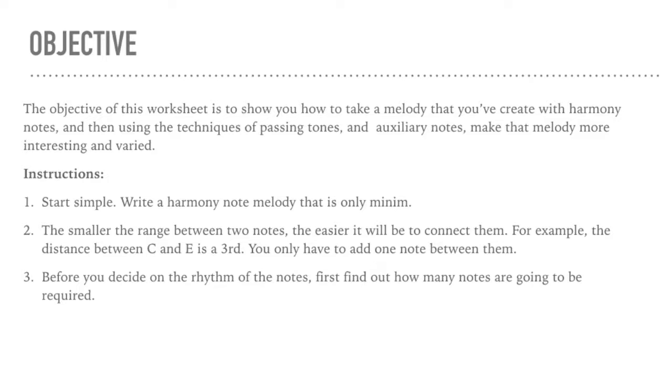Okay, so instructions: you need to start simple, write a harmony note melody that is only minims, and then you can add notes in between. The smaller the range between two notes, the easier it will be to connect them. For example, the distance between C and E is a third. You only have to add one note in between, for example here. Before you decide on the rhythm of the notes, first find out how many notes you're going to require. So how many notes you want to add in between, you have to decide before. Okay, and what else do we have here?